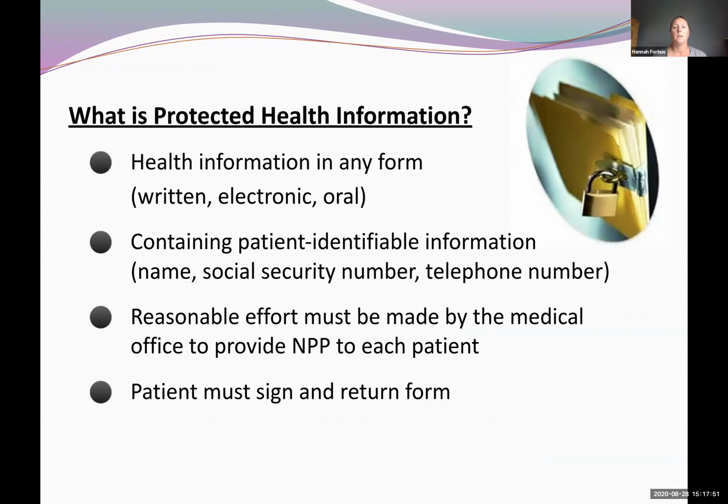What is PHI? This is health information in any form. So it could be written on a chart or even on a piece of paper or printed out from the computer. It could be electronic, so on the electronic health record, and it can be spoken, oral information. So if I'm talking to my coworker about my patient and their health information, that is protected. And this PHI contains patient identifiable information. So it could be the patient's name, their social security number, their telephone number, their address, insurance information, anything that could be traced back to the patient.